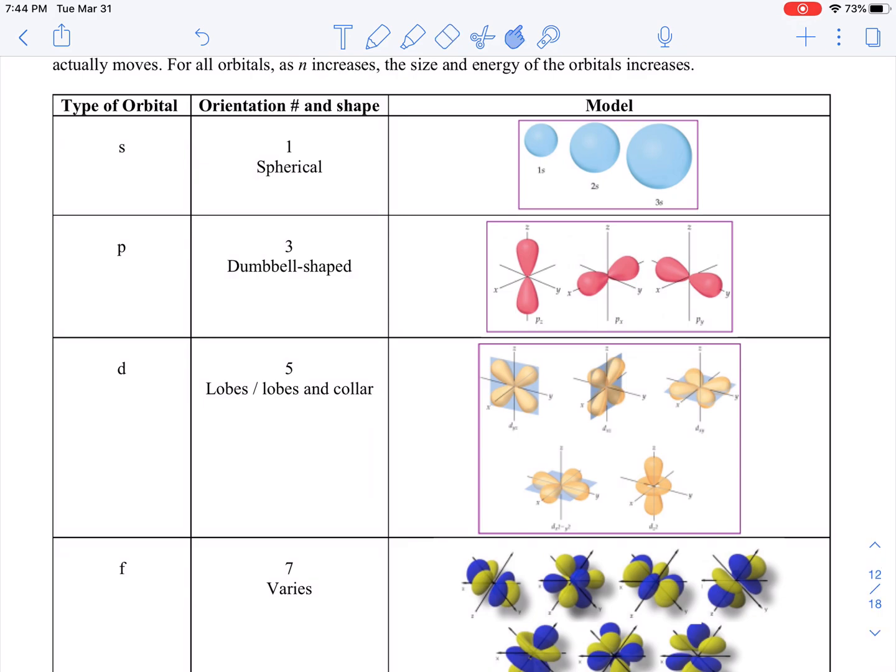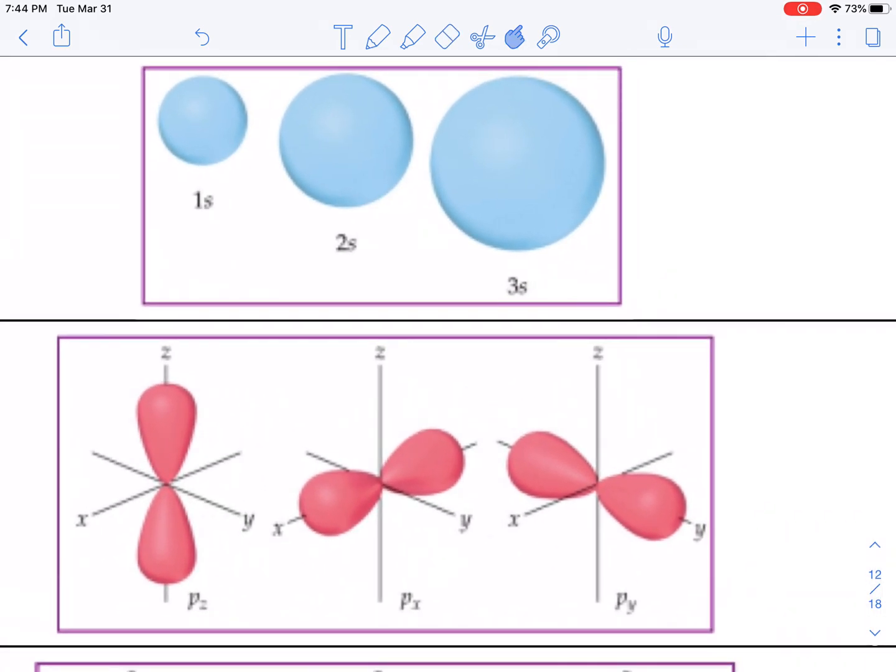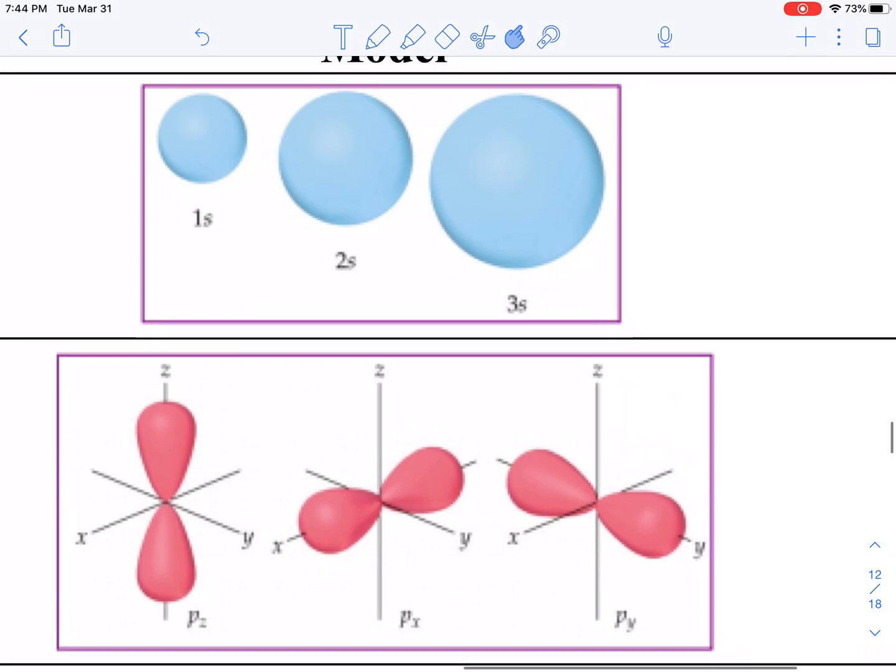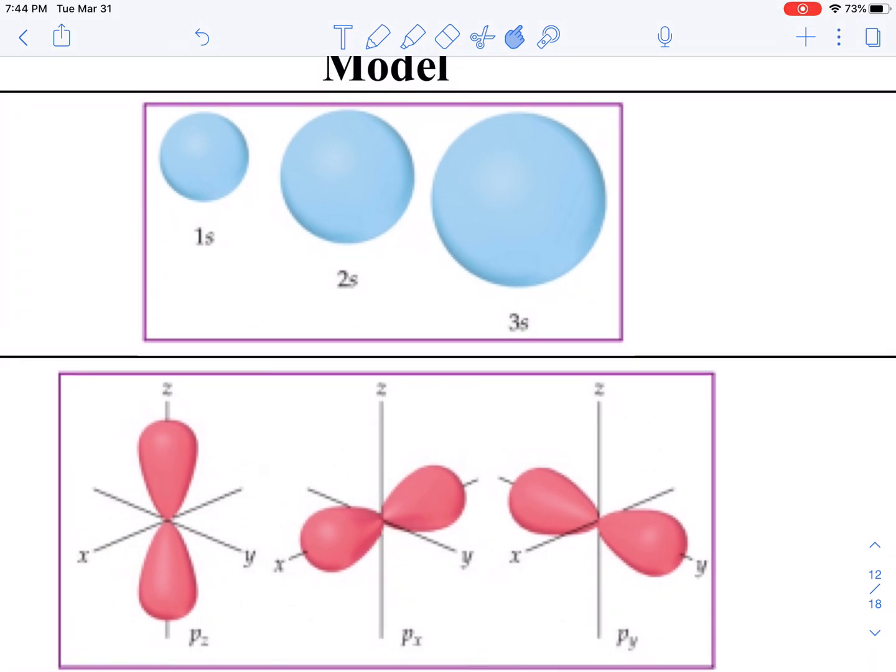So for an s orbital, s is a spherical shape. These look two-dimensional, so they just look like circles, but picture these as spheres. And you'll notice the difference between things in the 1s, 2s, and 3s. So remember that every single energy level has s orbitals. In the first energy level, there's s orbitals. In the second energy level, there's s orbitals. In the third, etc., all the way down the line.